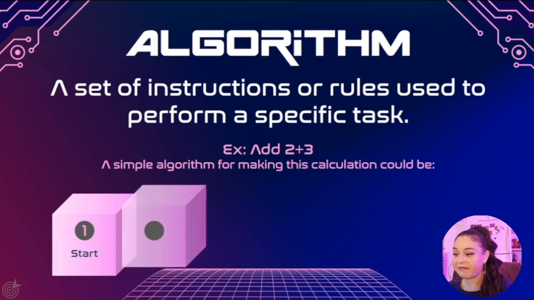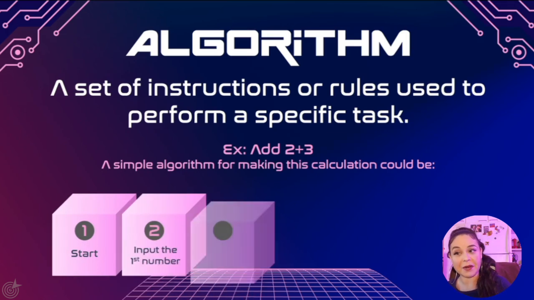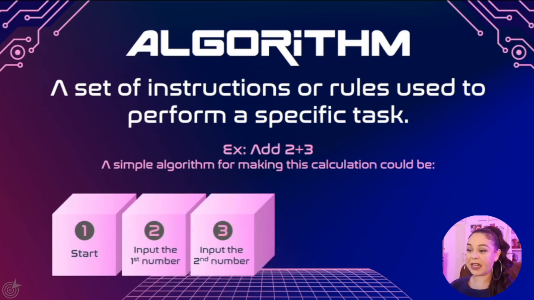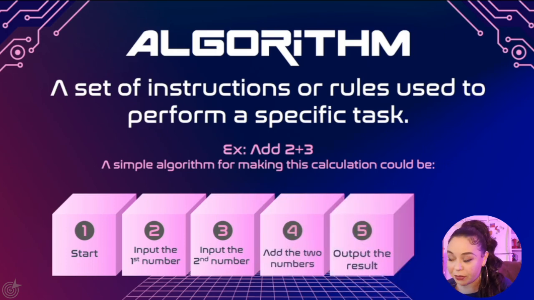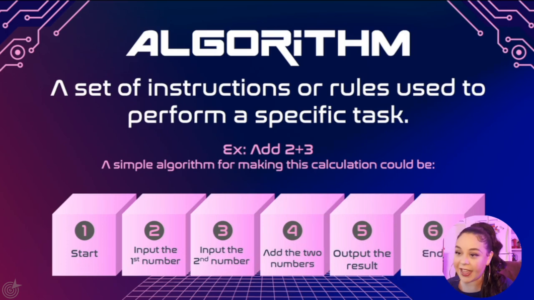Step 1, start. Step 2, input the first number. Input the second number. Step 3. Step 4, add the two numbers. Step 5, output the result. And that would be the end of basically this equation, this computation. So as you can imagine, algorithms are a lot more complex than that, but I'm going to be taking a lot of complex ideas and trying to break them down into simplified explanations just for the purposes of demonstrating and getting you this knowledge.